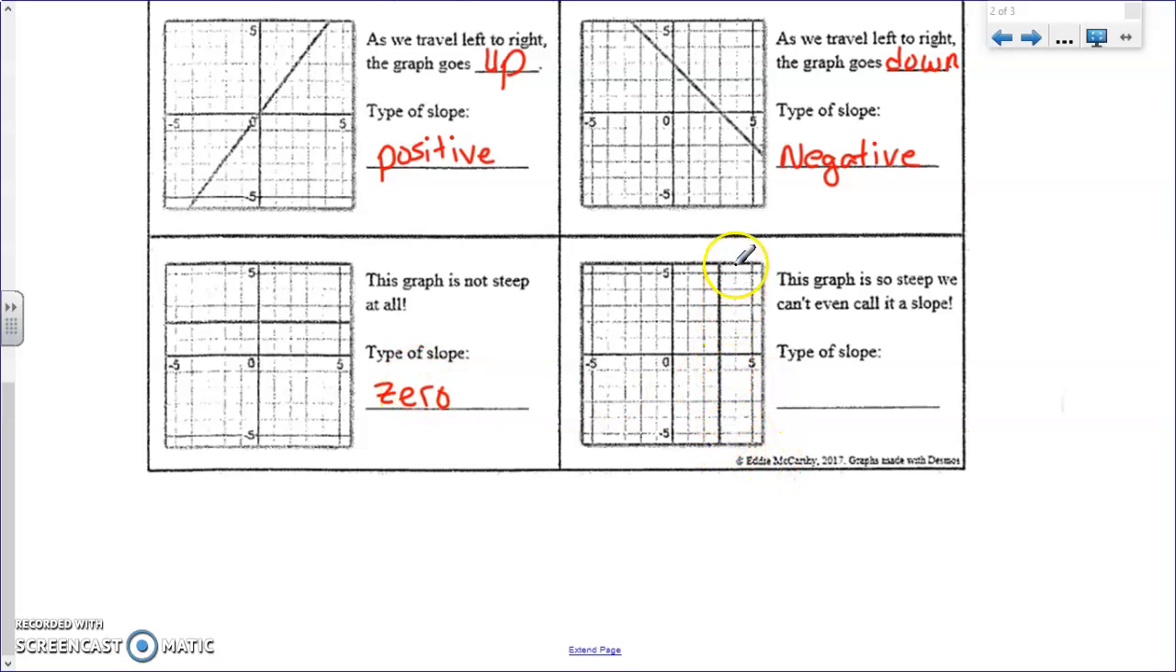Now, if I was trying to walk this line, could I walk this line as steep as it is? No. So that slope is undefined. No, undefined.